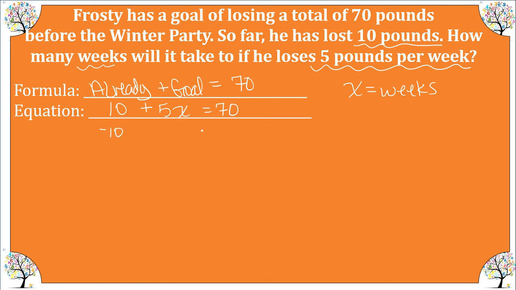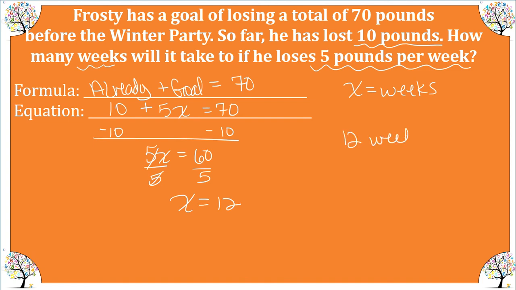So we're going to subtract out the 10. We're going to divide each side by 5. And this is going to be 12. So in 12 weeks, he will have lost 70 pounds. That's how long it's going to take him to meet his goal. And again, we could have written this equation as 5x plus 10 equals 70. So I hope this helps.